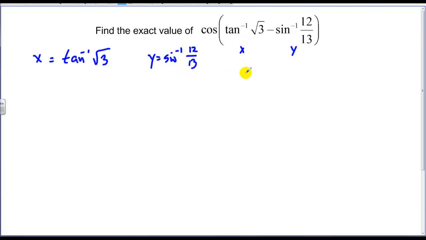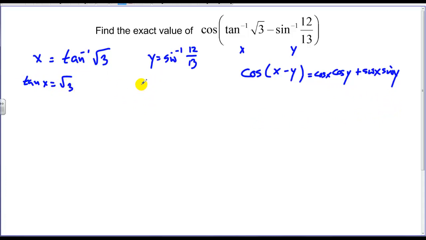And so if that's the case, what we're really looking for is the cosine of some x minus y value, which we know is the cosine of x, cosine of y, plus sine of x, sine of y. So if we can find the cosine of x, cosine of y, and the sine of x and the sine of y, we're good to go. We know in this case that the tan of x is equal to root 3, and in this case the sine of y is equal to 12/13.